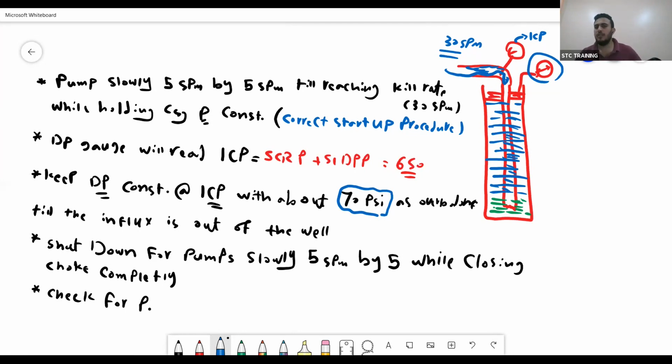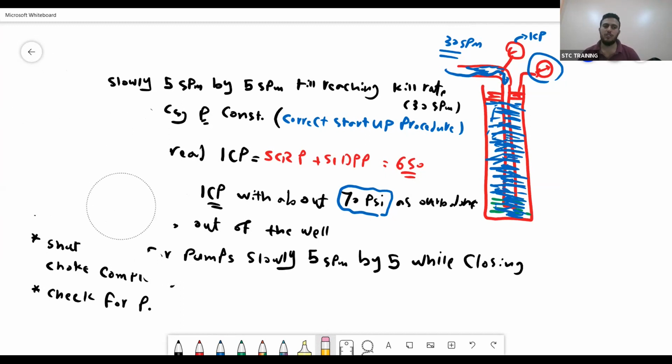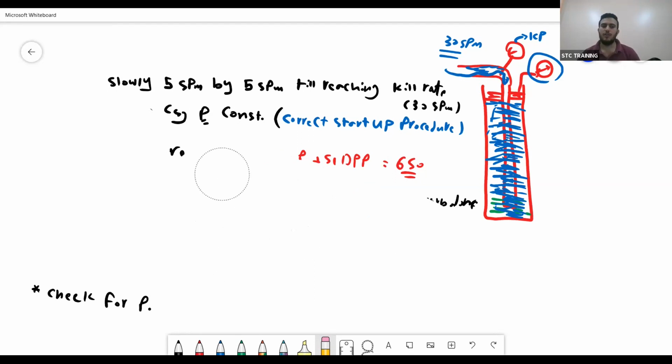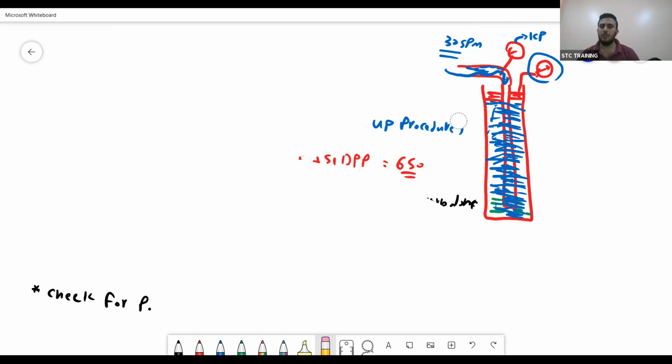Now we find the ICP value on the drill pipe gauge. Keep holding the drill pipe gauge by controlling via the choke and keep pumping original mud until the influx is out of the hole and the well is completely full of original mud. This is the purpose of the first circulation of the driller method. After conducting the first circulation, we need to check for pressure as we just mentioned. It's supposed that shut-in drill pipe pressure and shut-in casing pressure will be equal to.